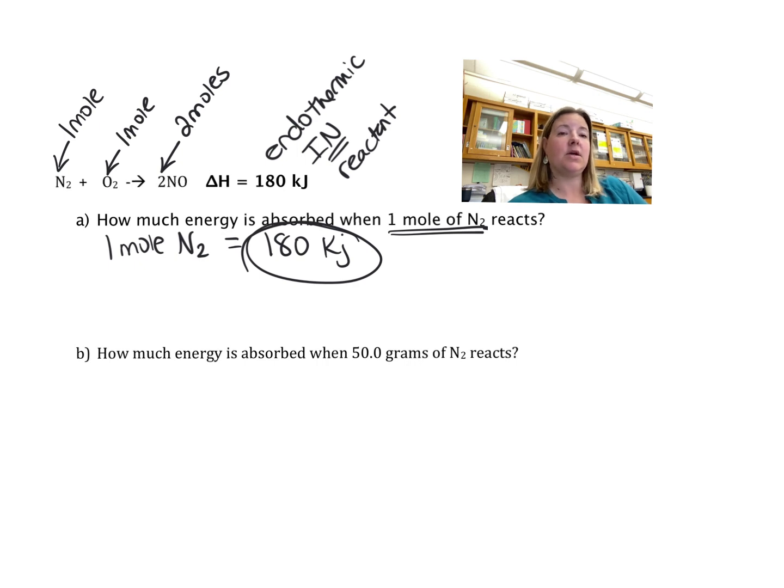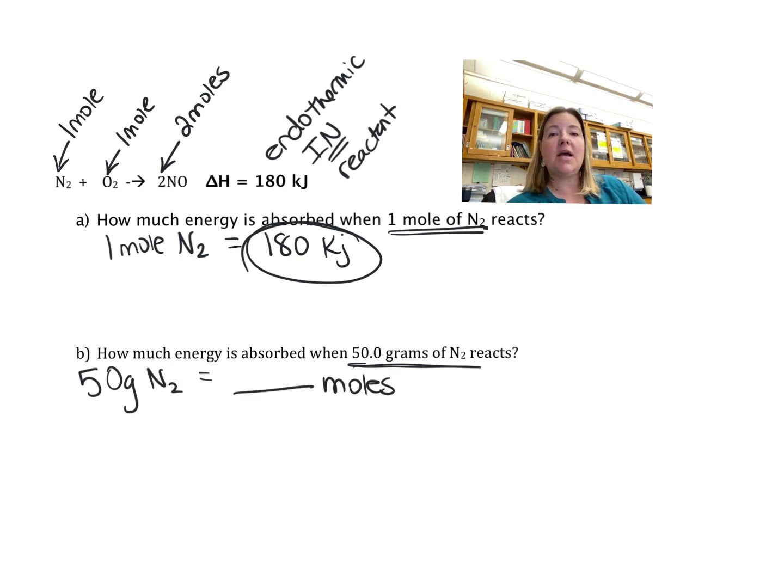This time it says, well, how much energy is absorbed if I have 50 grams of nitrogen? So keep in mind that the balanced equation only tells us the mole relationship. So our first step is going to be, we're going to need to convert our 50 grams of nitrogen into moles. So we're going to use our periodic table, and we see that nitrogen has a molar mass of 14.01 grams, but this is N2. So that means that 1 mole of N2 is going to weigh 28.02 grams.